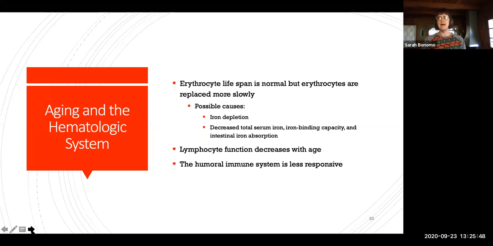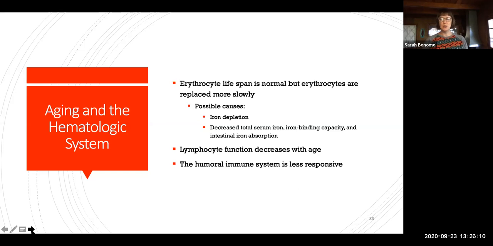So then we have less, sorry, I'm jumping ahead. The bone marrow, actually, we have a decreased production of lymphocytes. Remember, lymphocytes are in that lymph system in our body as we get older. And then for humoral immunity, less responsive, related to the thymus shrinking, things like that.